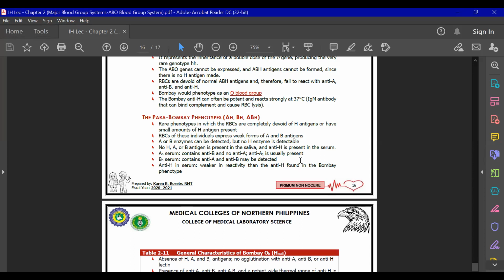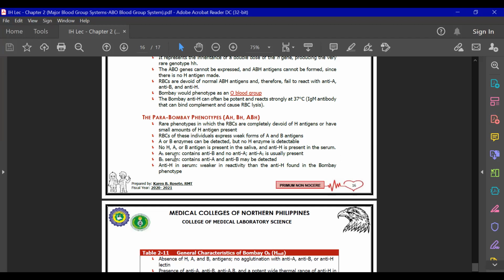And dapat wala siyang anti-H. Kaso nga lang, very small amount lang ang present on the red cells. Kaya halos hindi yun ma-recognize ng ating katawan. That's why naproproduce siya ng anti-H. Kaya merong anti-H in the serum. Okay. So in the serum of your AH, your anti-B, no anti-A, and anti-A1 may be present.